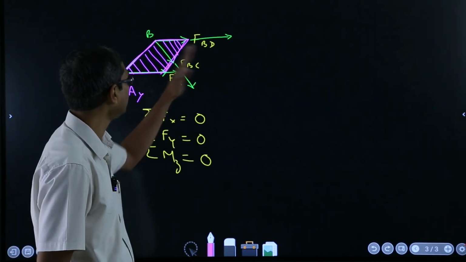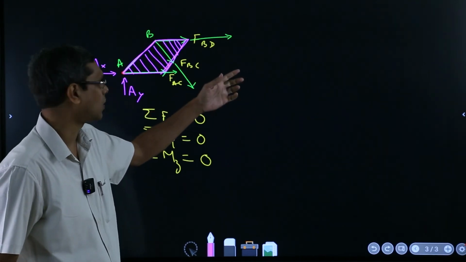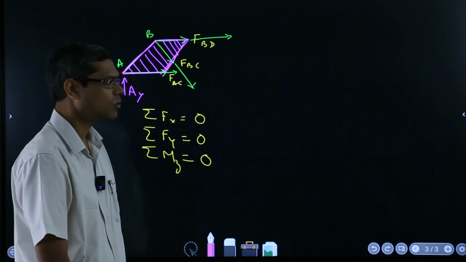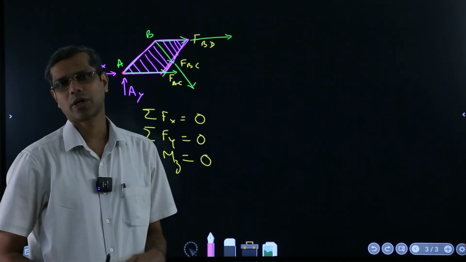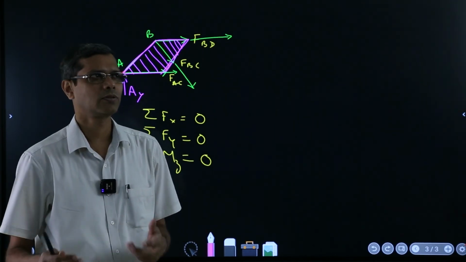And as I was saying, you could have chosen the other part also, the right side which we have thrown away now. You could have chosen even that to do that. Okay, so that was about method of joint and method of section. We will see in the next segment what zero force members are and how they are useful in quickly solving some problems.